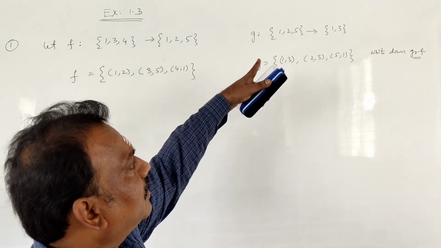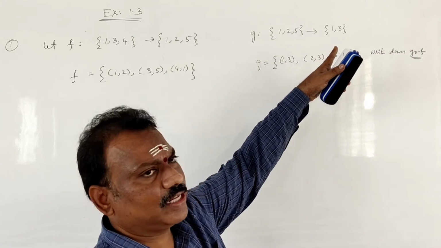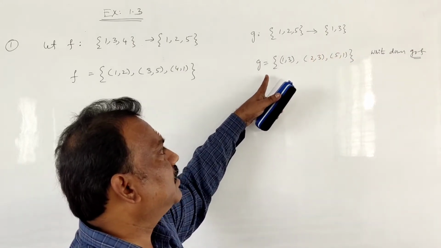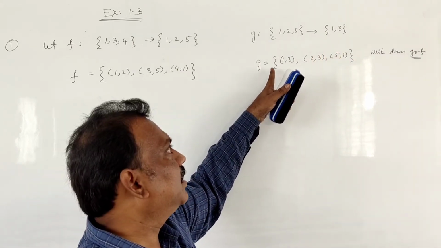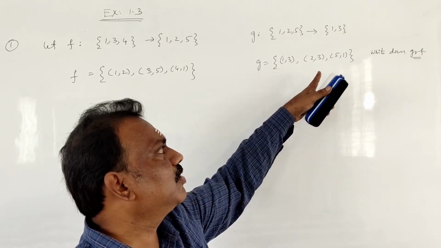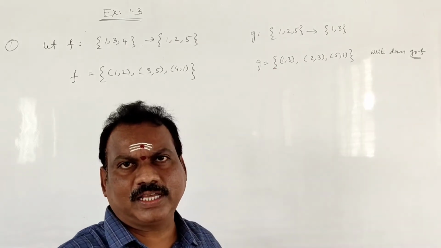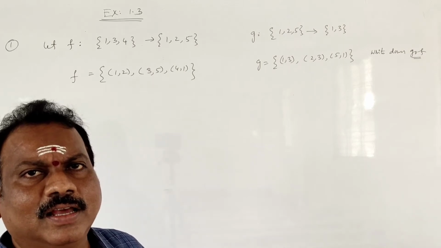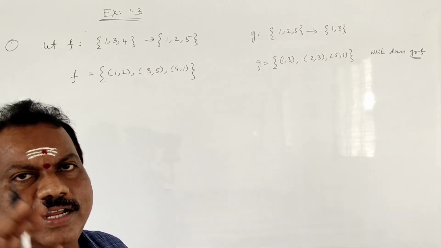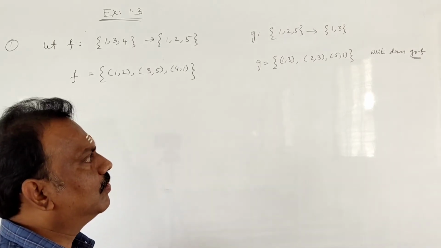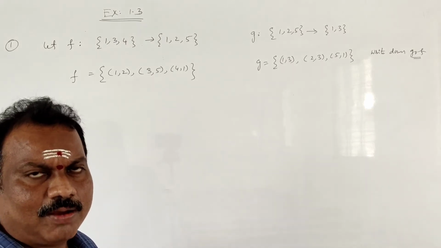G is a mapping from the set {1, 2, 5} to {1, 3}, sorry. G is equal to the set of ordered pairs {(1, 3), (2, 3), (5, 1)}. Write down G circle F. In some cases they will ask to write down F circle G and G circle F. So G circle F means it is a composite function.